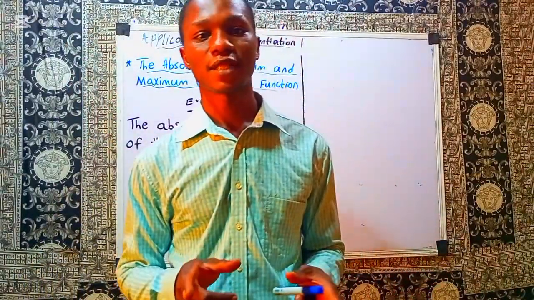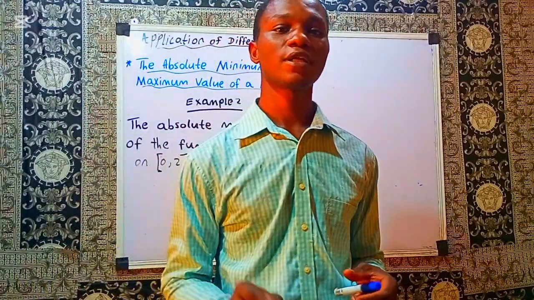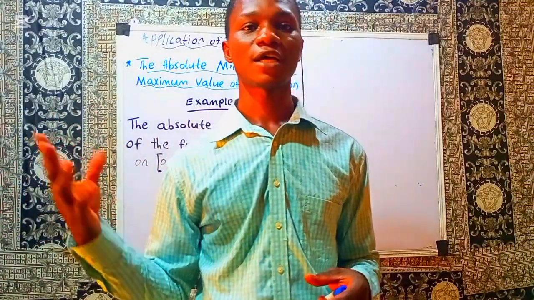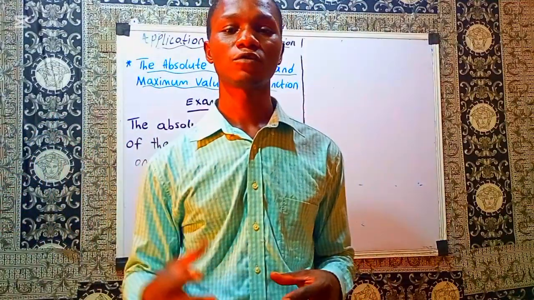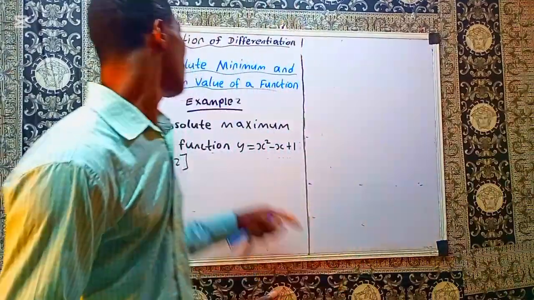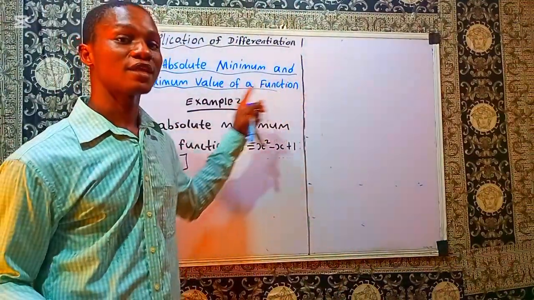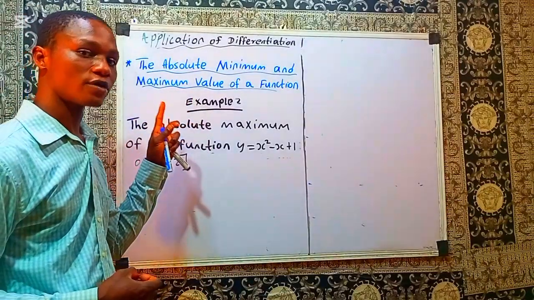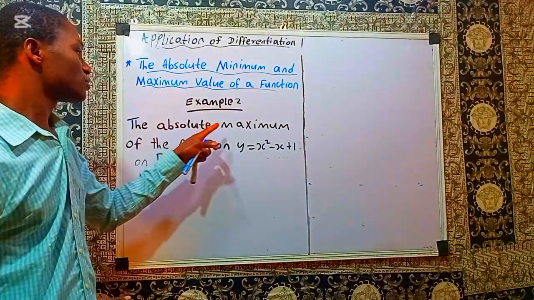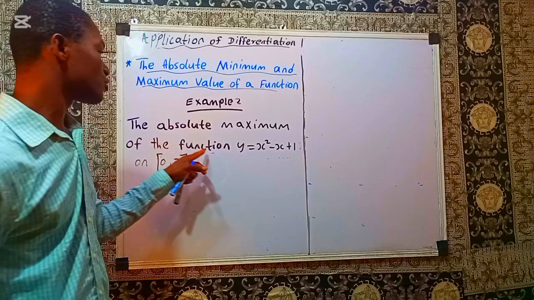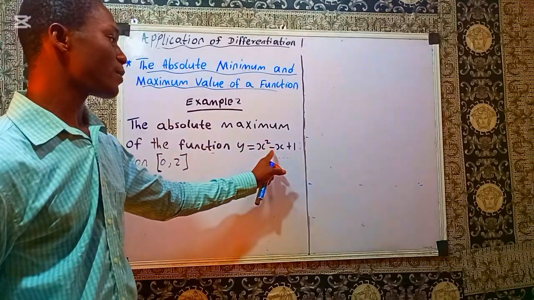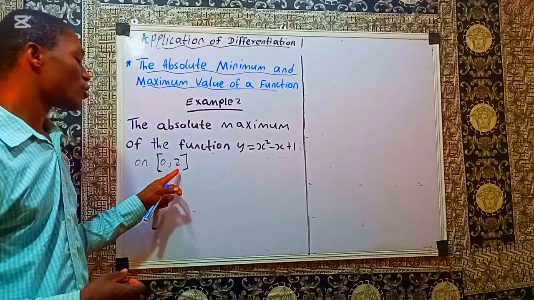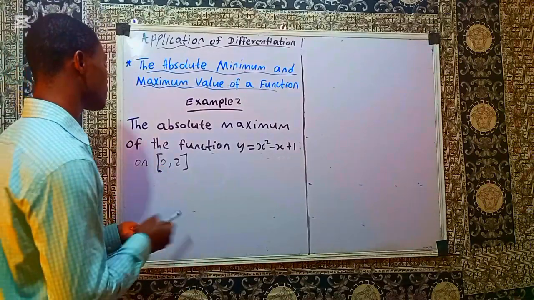This is mathematics class, and today we'll be solving the second example on this application of differentiation we looked at in our previous class. In particular, we looked at the absolute minimum and the maximum value of a function. So let's look at this second example. The absolute maximum of the function y equals x squared minus x plus 1 on [0, 2] is.